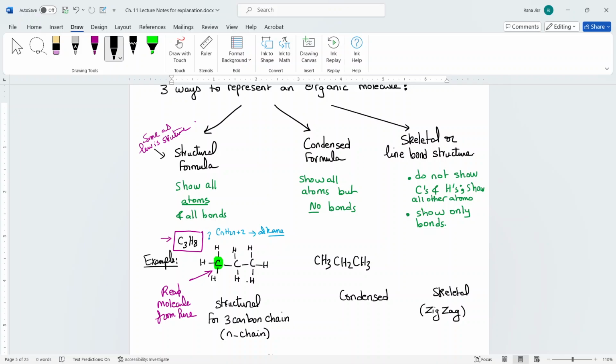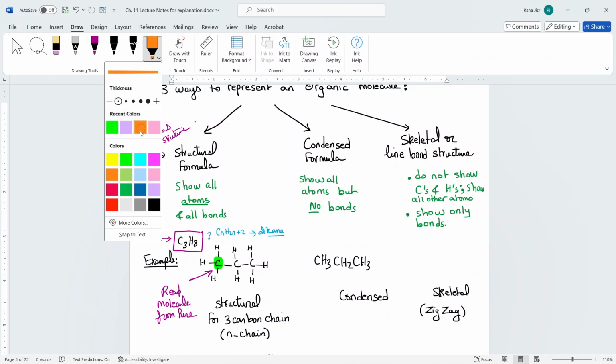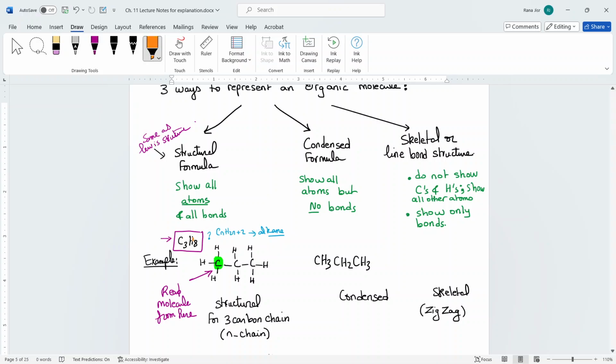Now the skeletal, I don't show carbons, I don't show hydrogens, but I show only bonds in here. And again, I need to read the molecule from the left to the right every single time. So I'm going to start here. And what I have is a carbon. So see, I count the carbon chain. In the skeletal, it's really easy. And this is the way that we're going to go with when we represent organic molecules. So we have the carbon chain, which is the 3 carbons in there.